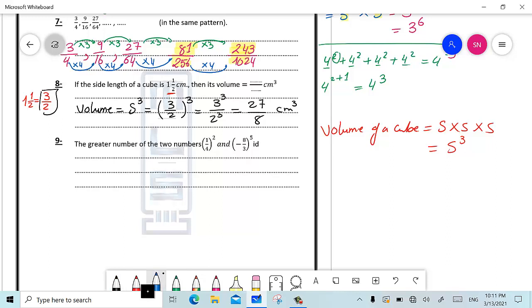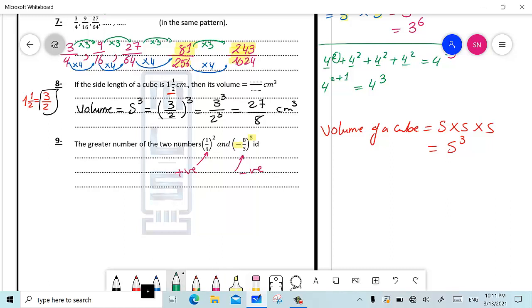The greater of the two numbers: 1 over 4 to the power of 2 and negative 8 over 3 all raised to the power of 5. Here there is no need to perform the whole operation and find the fractions to find which one of them is greater. Just by looking, you will find that I have a negative number raised to an odd power, so the negative number is going to remain negative. I will have a positive number and a negative number.